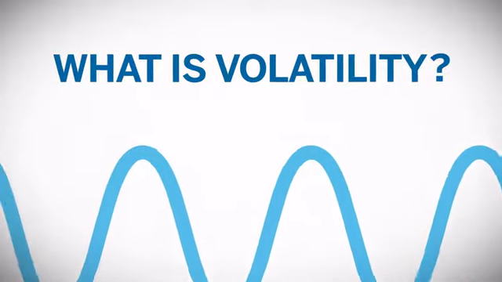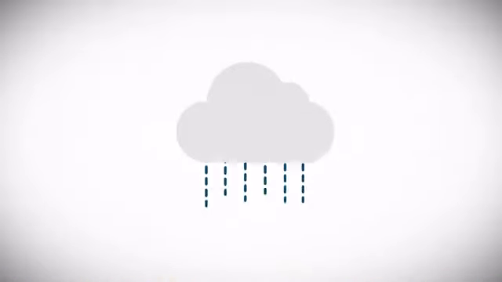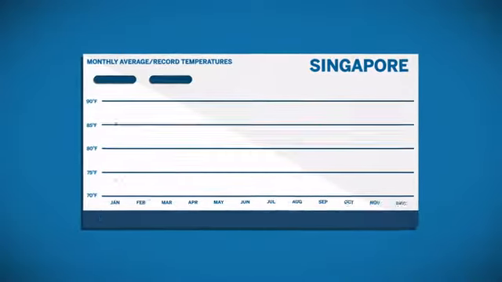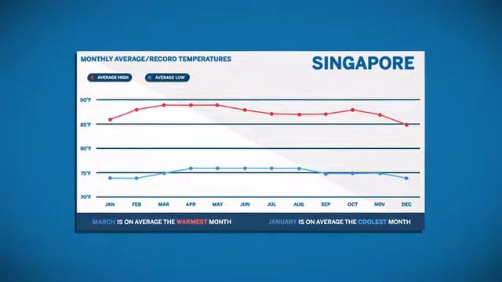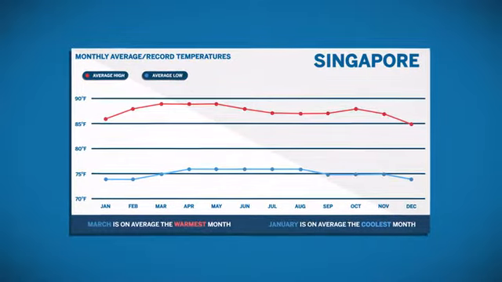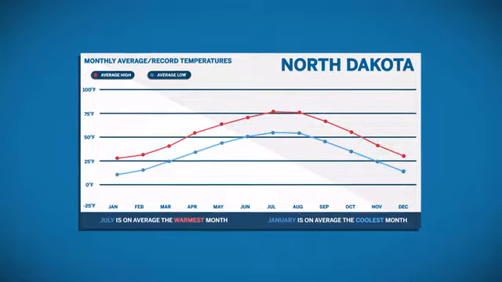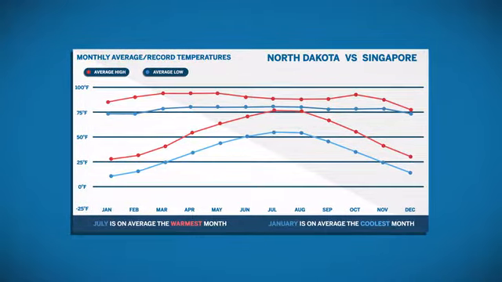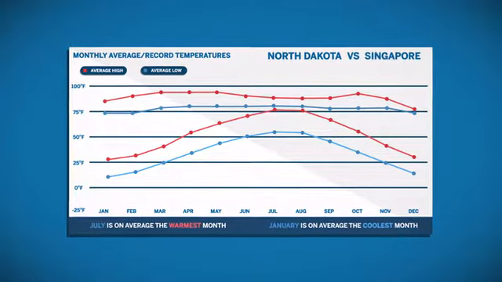To explain by example, let's look at temperature changes that may occur in different parts of the world. In Singapore, the temperature swings over the course of a year only vary by 15 degrees from the coldest temperature to the hottest. In Bismarck, North Dakota, those same temperature swings can be as much as 80 degrees. You can see the temperature volatility is much greater in Bismarck than in Singapore.